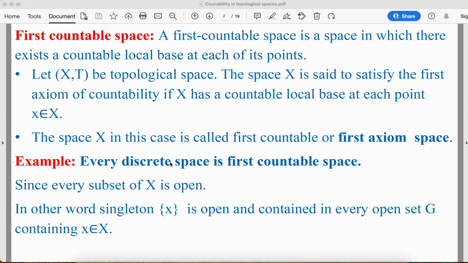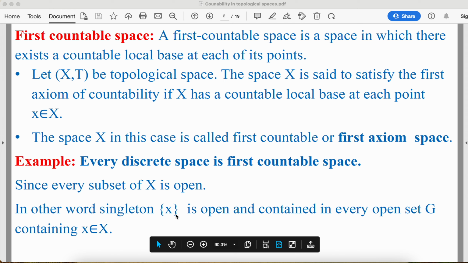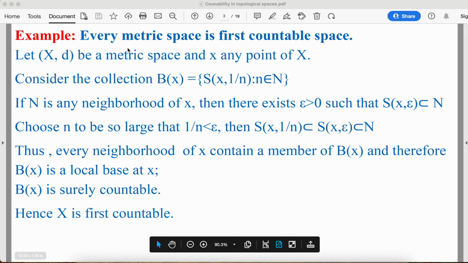For example, every discrete space is a first countable space because every subset of X is open. In other words, the singleton set {x} is open and contained in every open set G containing x, where x is a point of capital X. One more example is that every metric space is a first countable space.